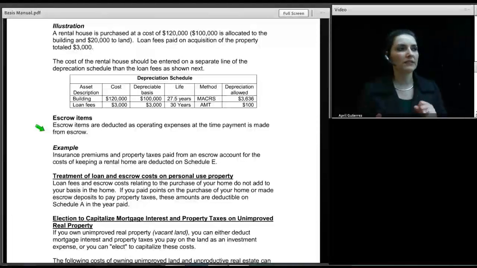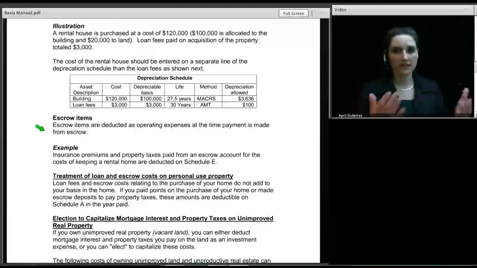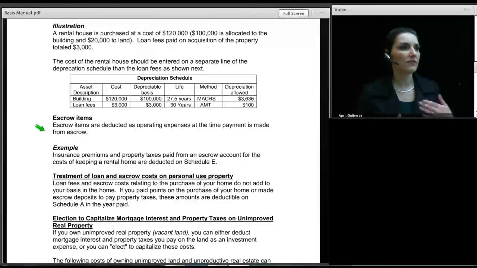But if it's an escrow account set up for a business, and the business is, say, a rental property, then at the time escrow expenses are paid out for taxes and insurance and even homeowners association dues, those are all allowable deductions on the Schedule E for the rental property.